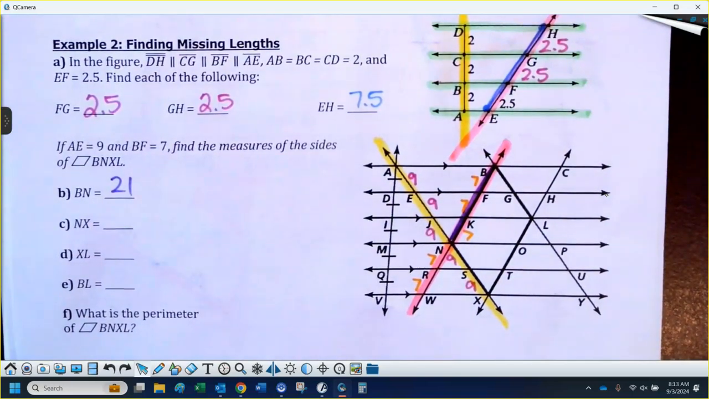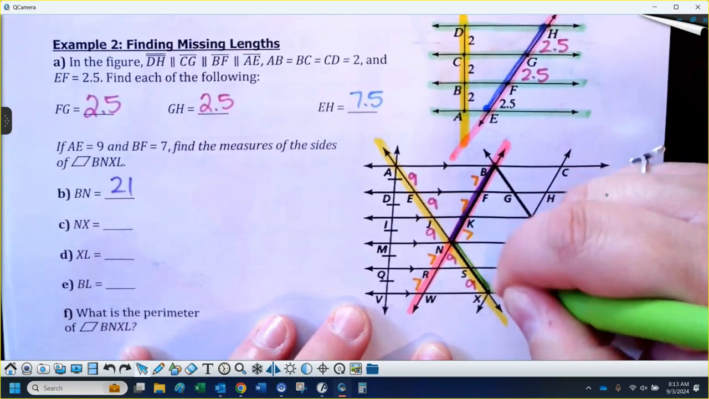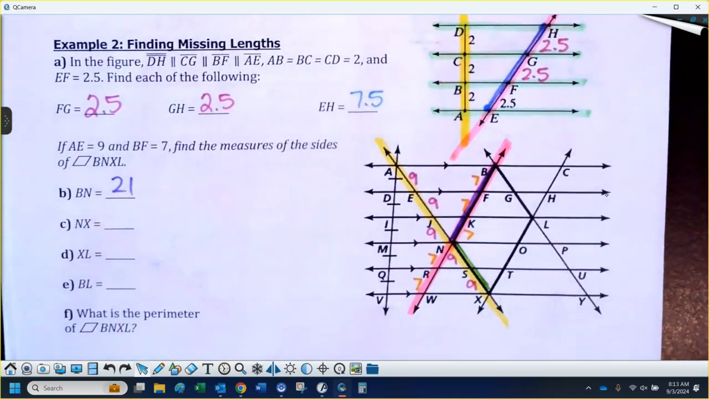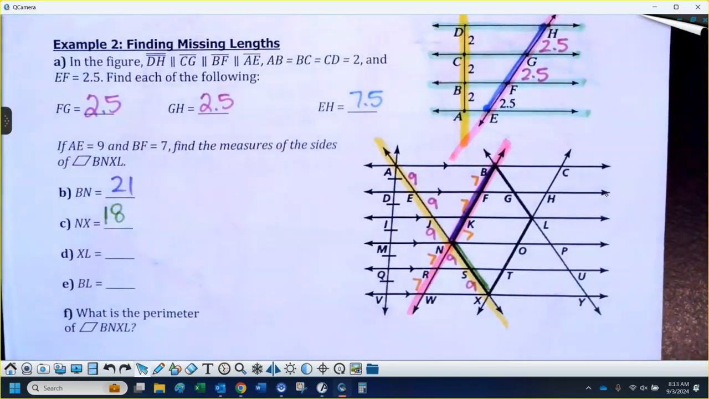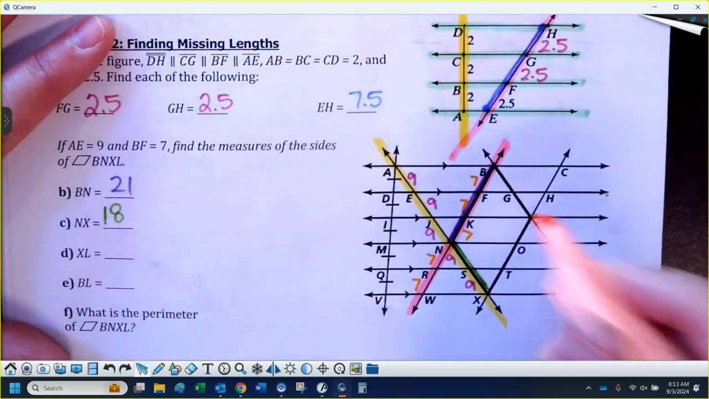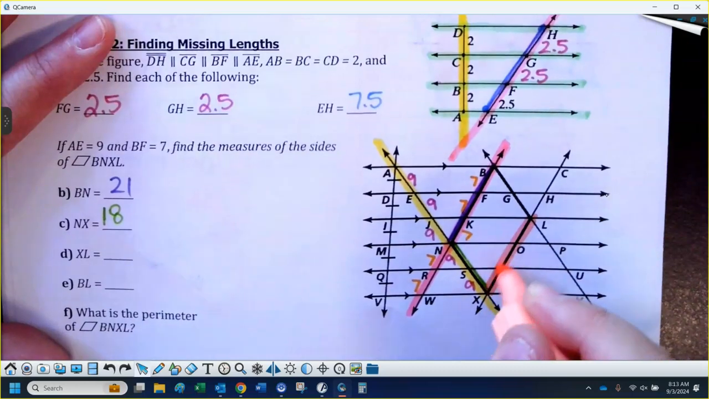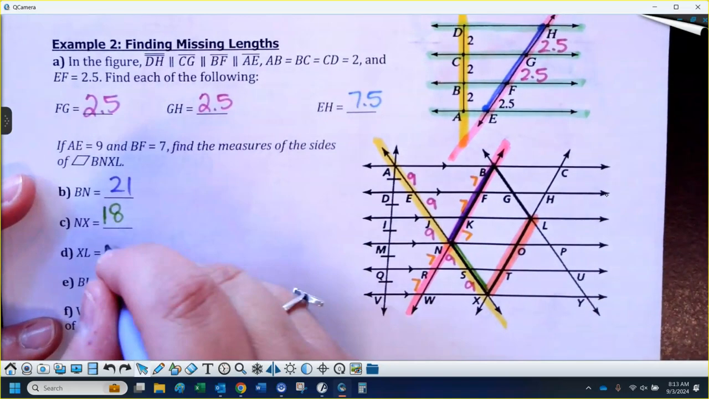Let me see. Where is N? Here's N to X right here. What would the length of that segment be? 18. 9 and 9 is 18. Okay. Now, I'm not going to have marks on these other two sides I'm going to talk to you about, but I think you could argue to me how you know the length of them. So, X to L is here. Anybody know what that would be? It's 21. How do you know that?